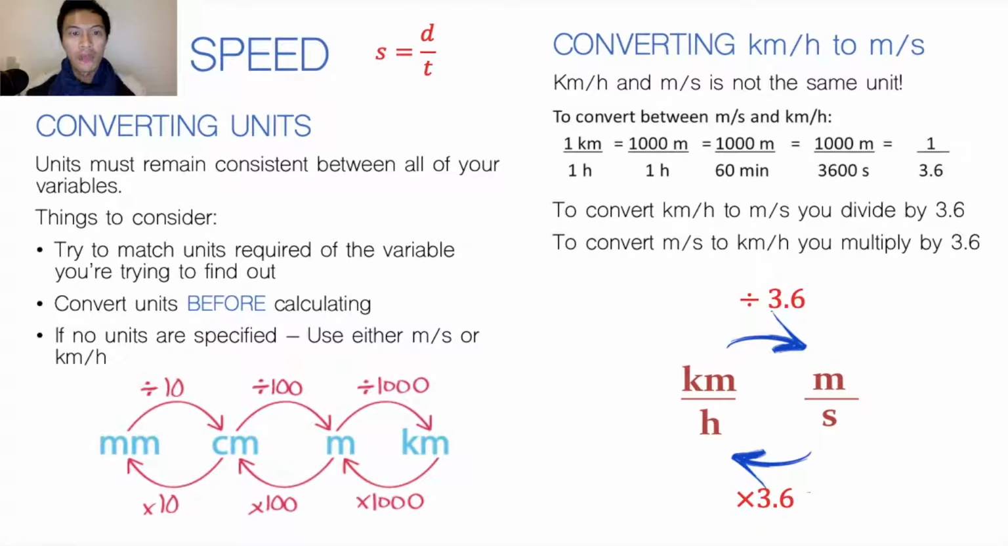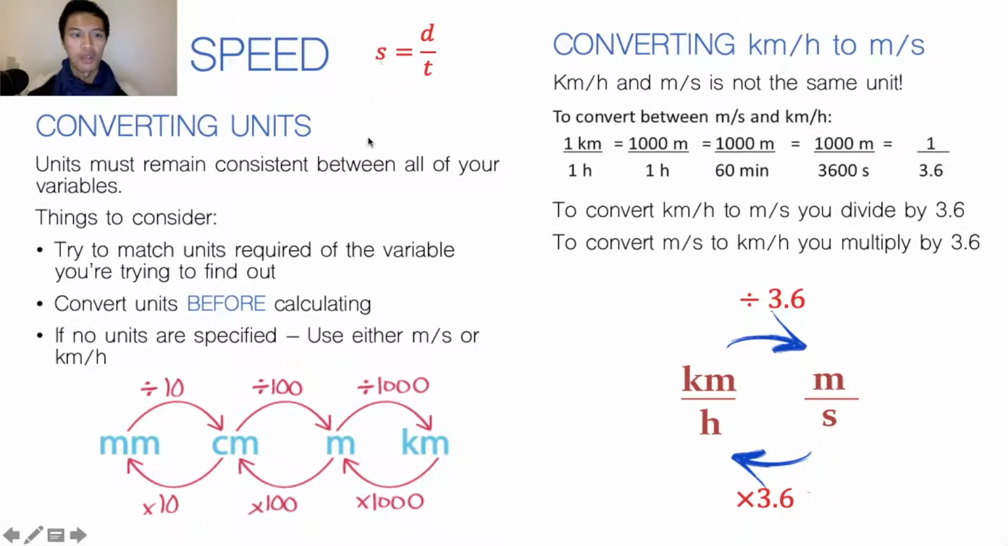All right, now a couple of things we need to understand before we actually go through the calculations. You would have come across this probably in maths, but I'm going to cover it again just for the sake of this unit, because it applies not just for speed, but for all the other formulas you're going to come across as well. One of the most important things to understand when it comes to formulas is that the units must remain consistent between all of your variables. If the unit for distance is meters and the unit for time is seconds, then the unit for speed must be meters per second.